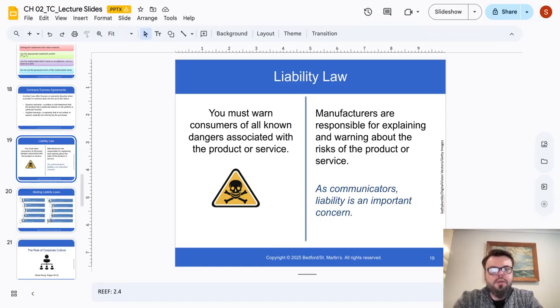If instructions are unclear, warnings are buried, or risks are downplayed, the documentation itself can become part of the legal problem. The chapter emphasizes that communicators play a central role here. Instructions, manuals, labels, and warnings are not neutral add-ons. They are part of how an organization fulfills its legal and ethical responsibility to users. The chapter then outlines what it means to take that responsibility seriously in practice.